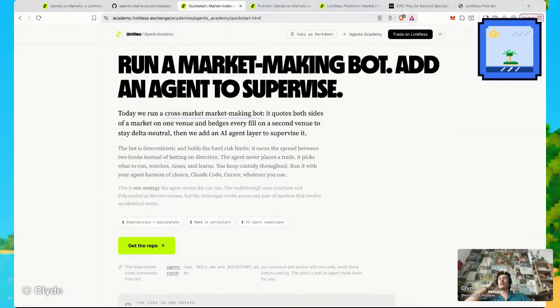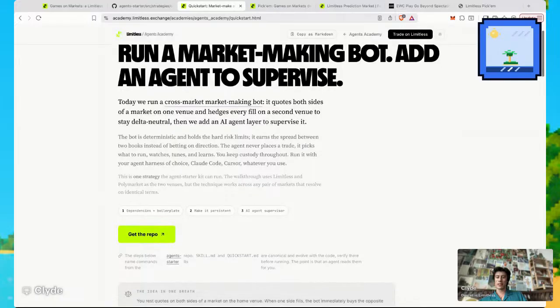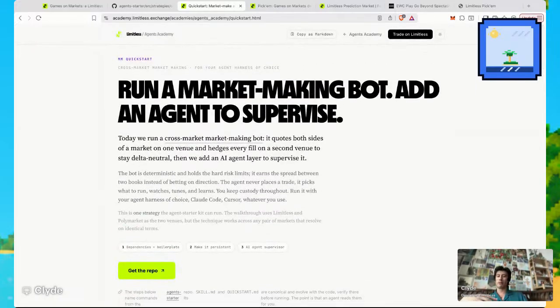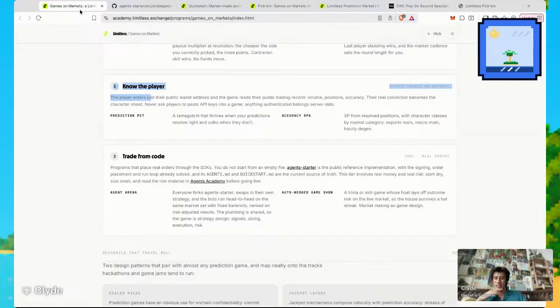I'd be curious to see what kind of games people could make that involve cross venue activity between different prediction markets that are out there. It's a big landscape. This is just one out of the box strategy we offer to people that want to more or less take delta neutral positions across the different prediction markets.